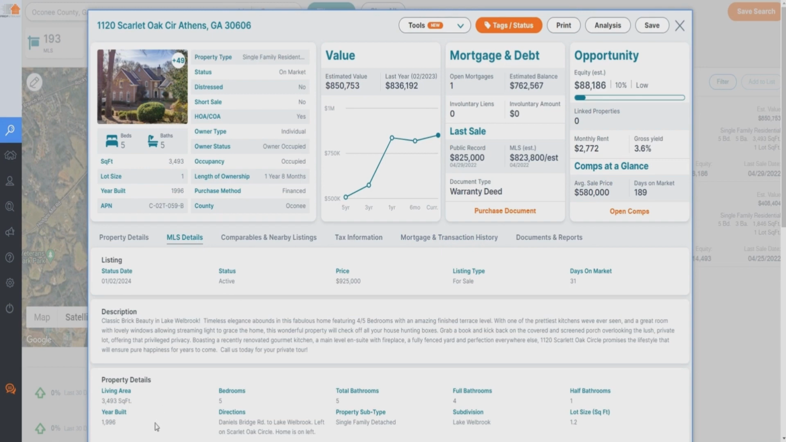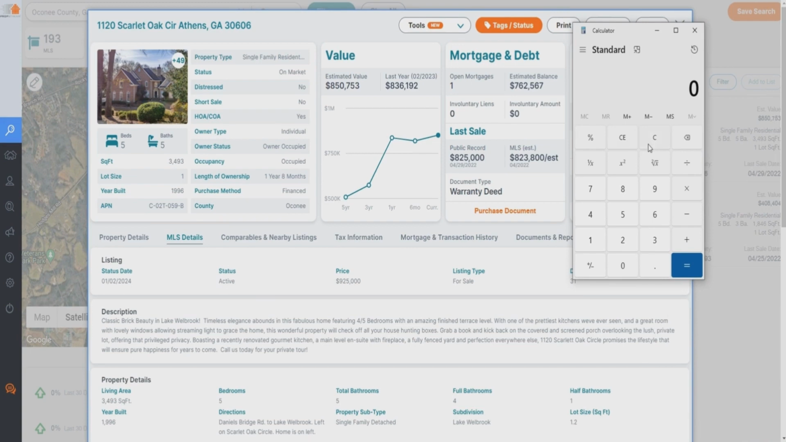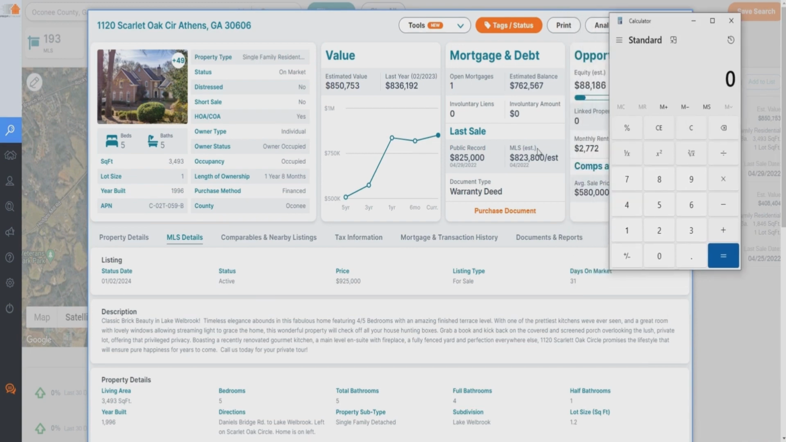A quick way to figure out whether or not this is going to be suitable for subject to is to take 10% of whatever the list price is. So in this case, it's $925, and if you take 10% of that, that'd be $92,000. But let's just put that into our calculator here. That puts us at $832. So we have an estimated balance here of $762, which means they still have equity.